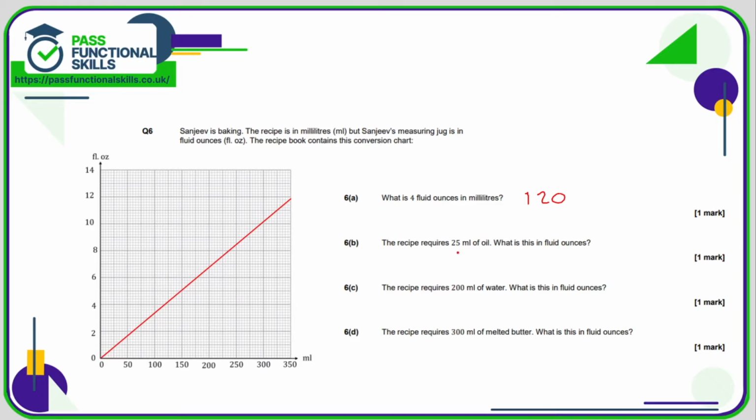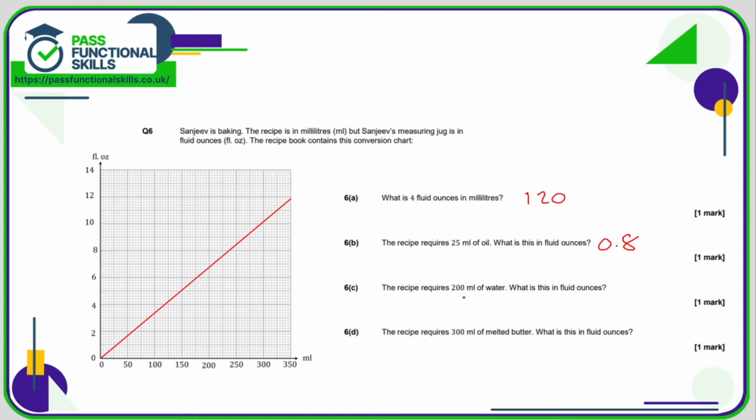What is 25 millilitres in fluid ounces? So 25 is here. So we just need to go up, and I would say that it is one line down from the sort of thicker line here. So the thick line is going to be 1. So we're going up in 0.2, so go down 0.2 from 1 is 0.8.